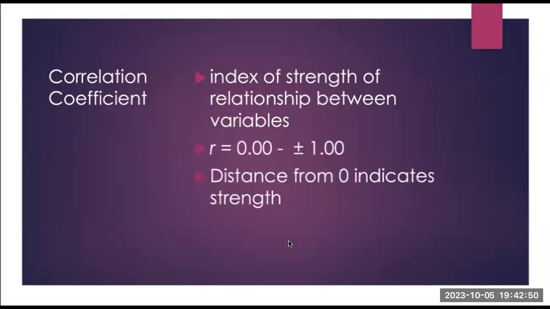So the distance from zero indicates strength. In other words, if you had a correlation of negative 0.25 and a correlation of positive 0.25, they're actually the same strength. It's just that one is a positive relationship and the other is a negative relationship, but the strength is the same. So what you're always looking for in terms of strength is how far away it is from zero. The negative and positive part do not make a difference.